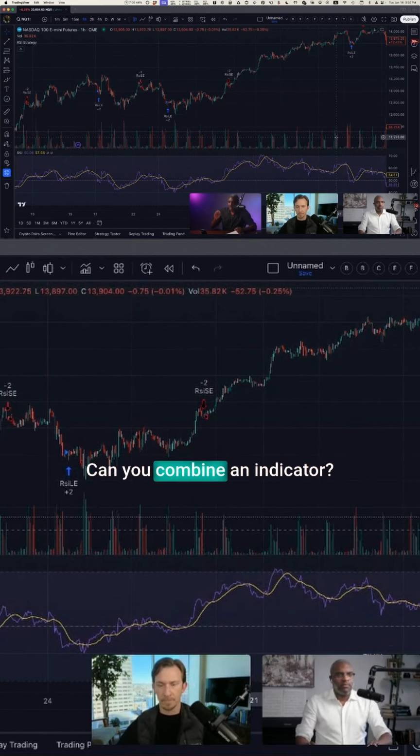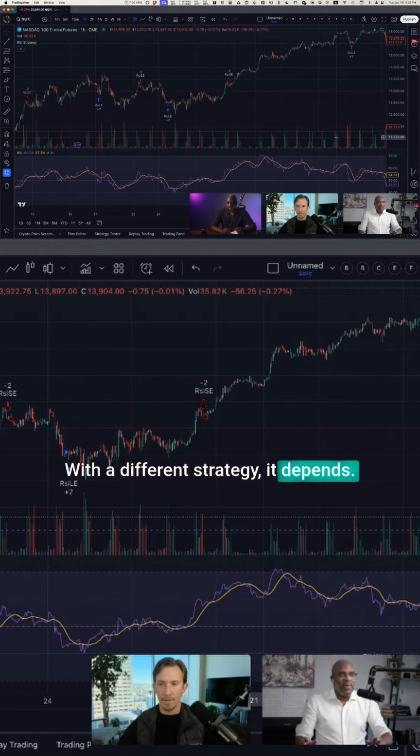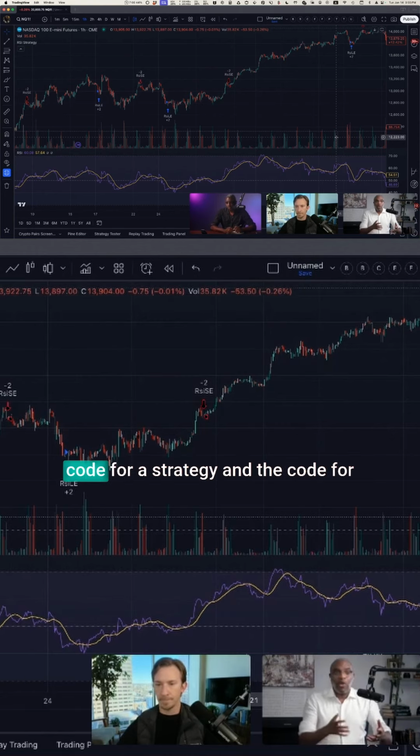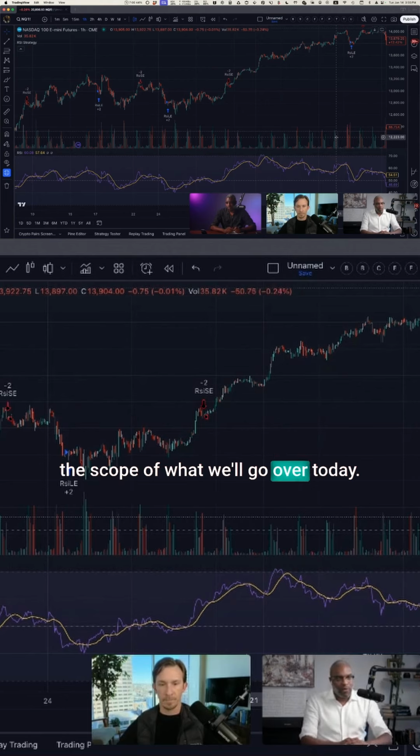Can you combine an indicator with a different strategy? It depends. It depends what you mean by combine. Technically speaking, if you have the code for a strategy and the code for an indicator, yes, but that's beyond the scope of what we'll go over today.